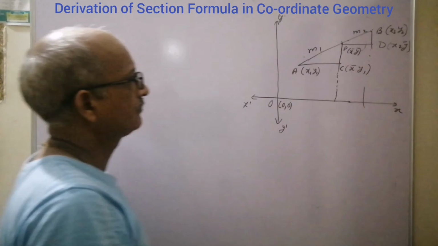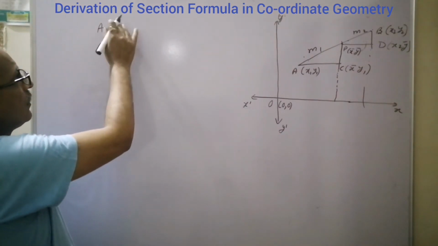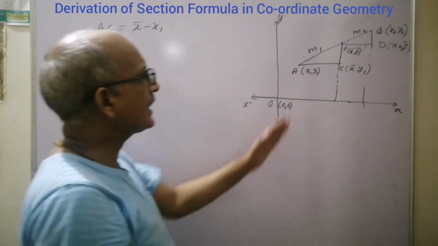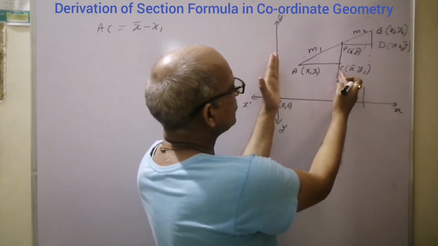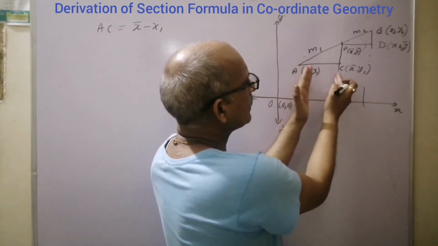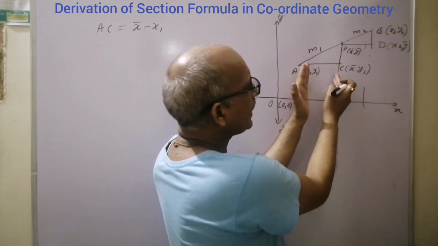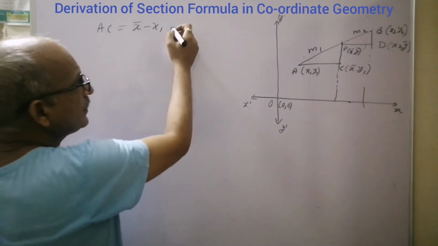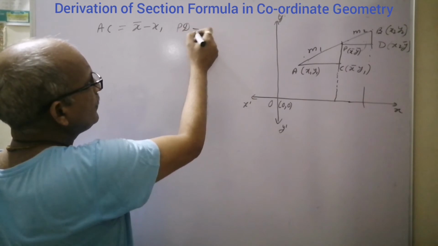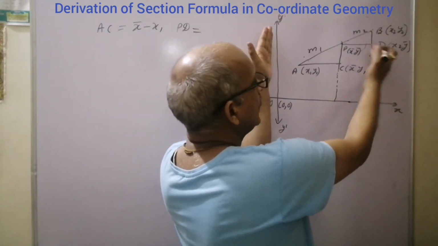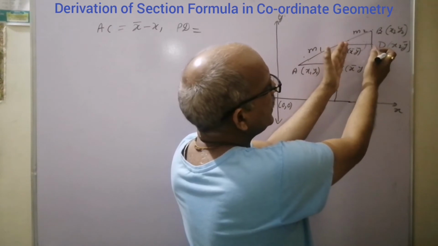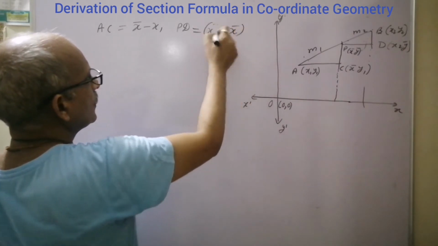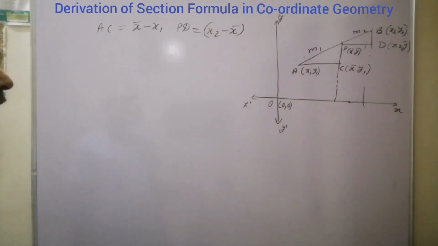Now what is AC? Actually AC is equal to x bar minus x1, because x bar means this distance is x bar and this distance is x1. So what will be this distance? X bar minus x1. So AC is x bar minus x1. What is BD? Again PD will be here. This distance is x2 and this distance is x bar. So this distance will be x2 minus x bar. Distance PD will be x2 minus x bar.